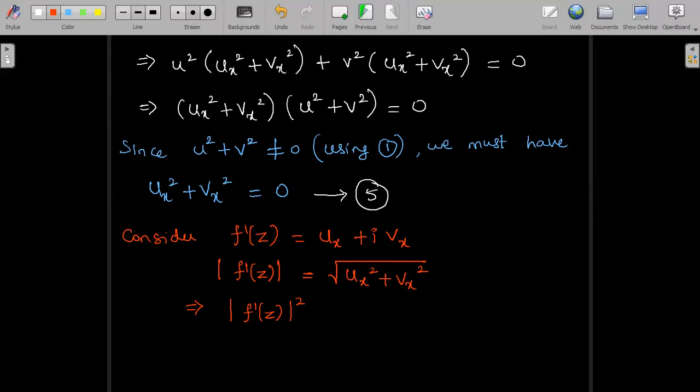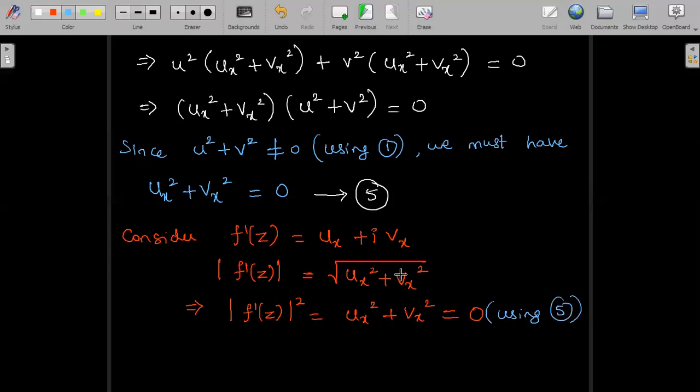And now squaring on both sides, this can be written as ux square plus vx square. Mod f dash z whole square is ux square plus vx square. And using equation 5, what do we know? This is equal to 0 because we used equation 5 here.